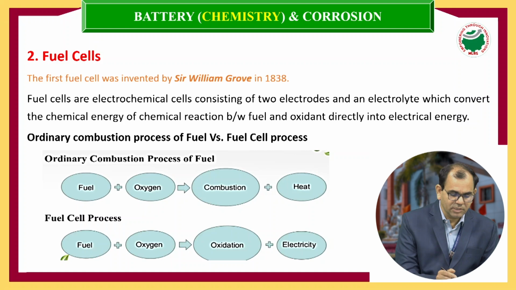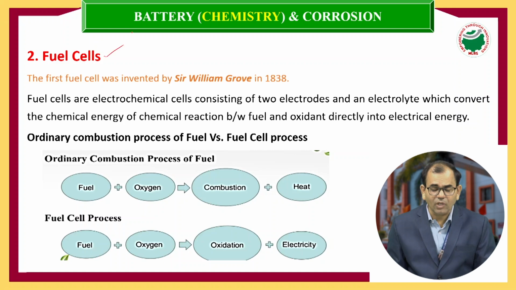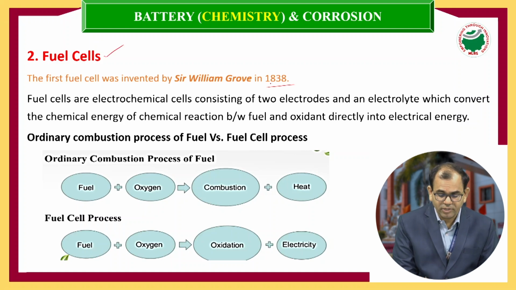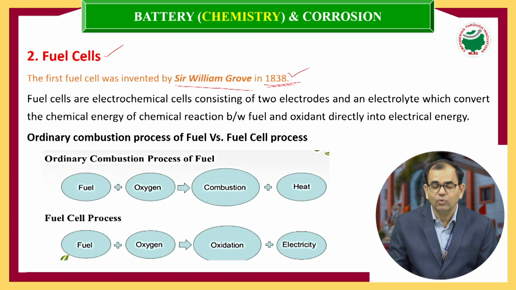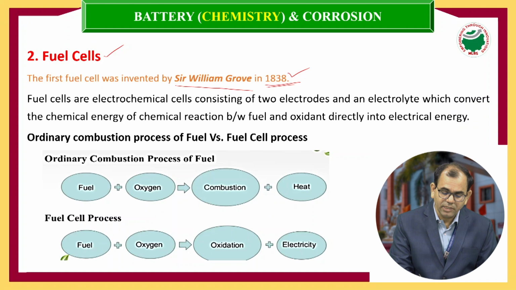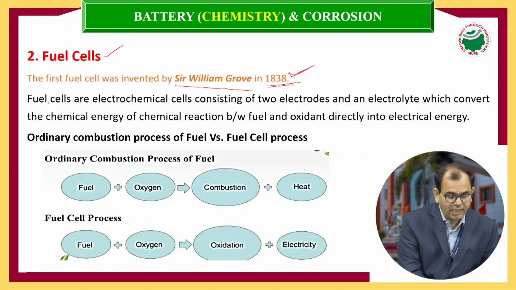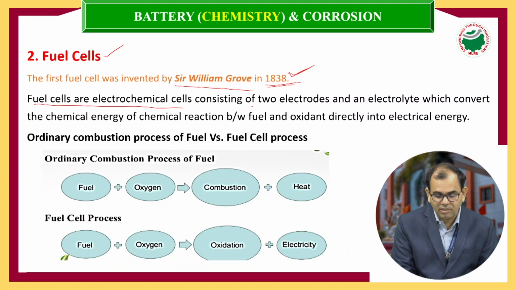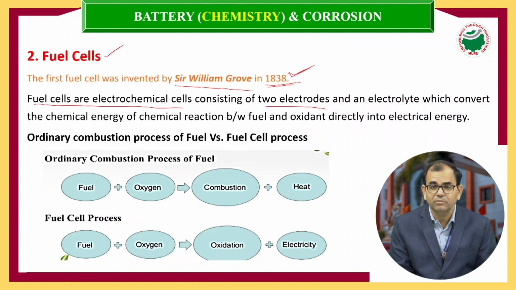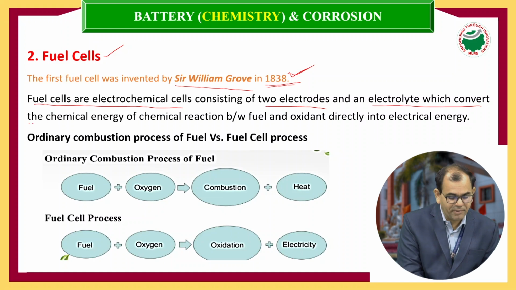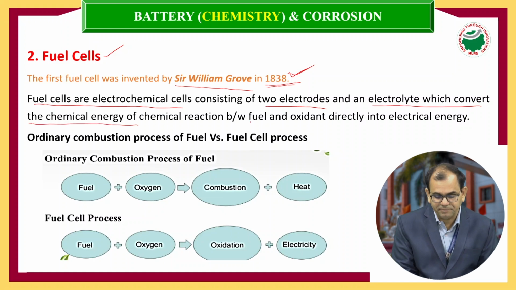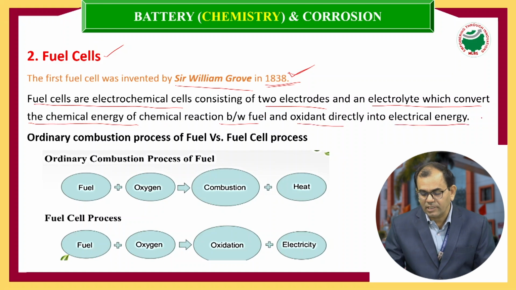So now let us see what a fuel cell is. In 1838 Sir William Grove invented these fuel cells. Fuel cells are electrochemical cells consisting of two electrodes, anode and cathode, and an electrolyte, which convert the chemical energy of the chemical reaction between fuel and oxidant directly into electrical energy.